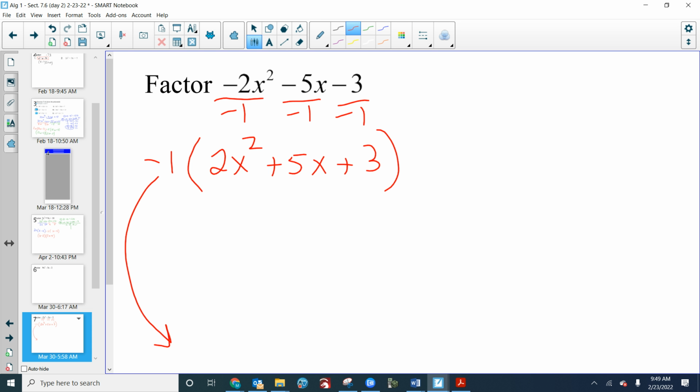So we're going to go 2x squared plus 5x plus 3. Do the regular process. All right, what do the numbers need to multiply to? Positive 6. Do you agree? Because we're working inside of here now. 2 times 3 is 6. What do they need to add to? Positive 5. Shouldn't have to think too long about those numbers. What are they? 2 and 3.